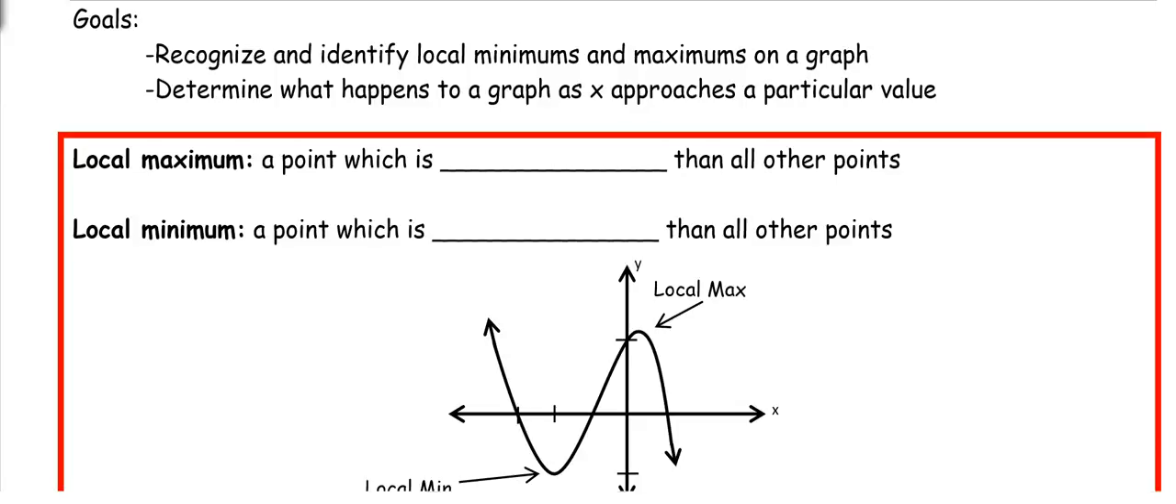This video is about recognizing and identifying local mins and maxes on the graph and determining what happens to a graph as x approaches a particular value. So first we need to know what a local max and a local min are.